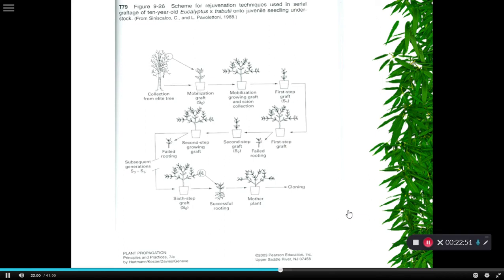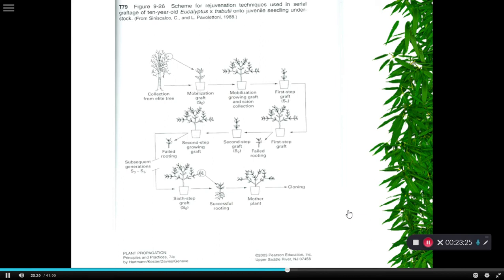Again, we take a cutting out of that canopy and graft it onto another eucalyptus, grow it out into another shrub. This is round 2. Take a cutting, rooting fails. We repeat that process 6 times. And with this particular eucalyptus, it wasn't until round 6, the 6th-step graft, that finally enough juvenility had been induced in that plant that it successfully rooted and grew on its own from a cutting.